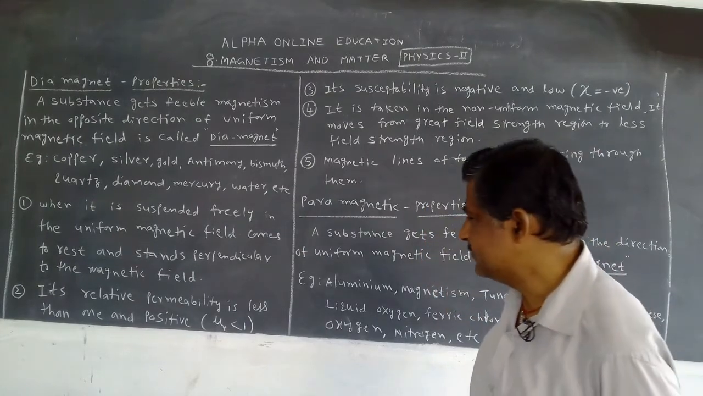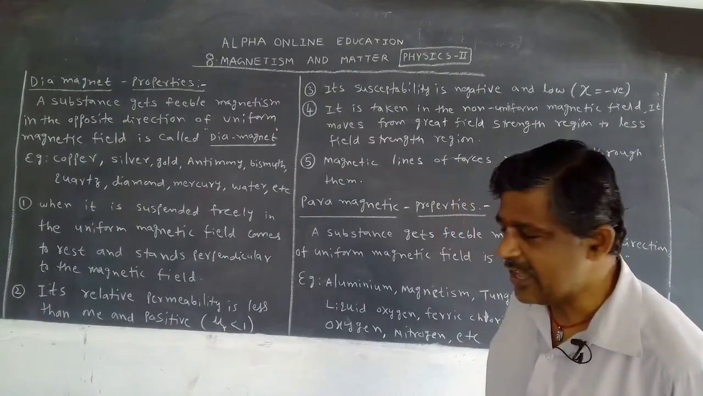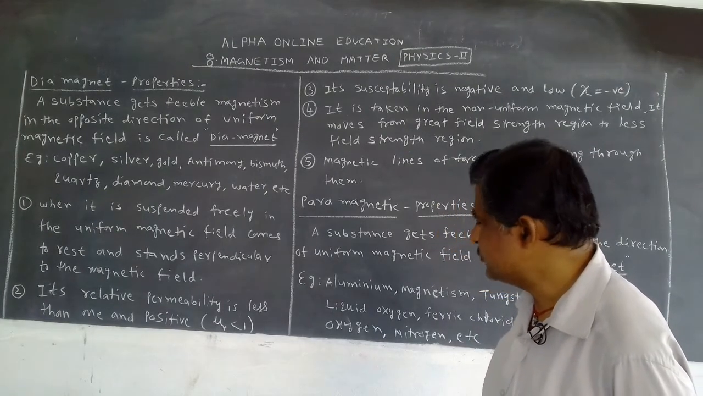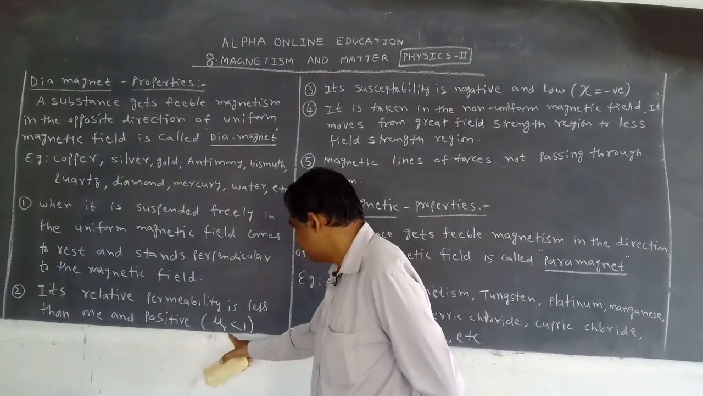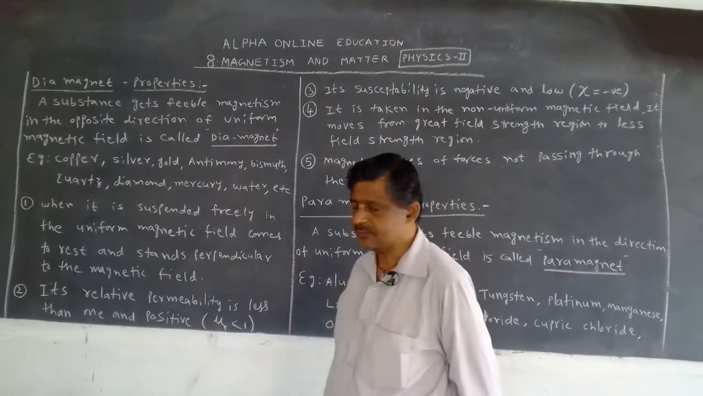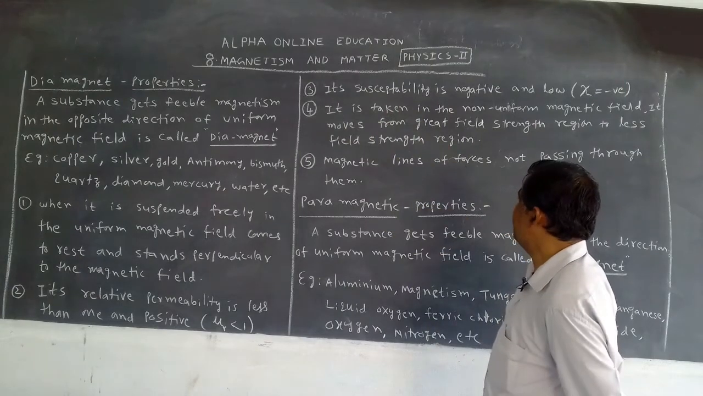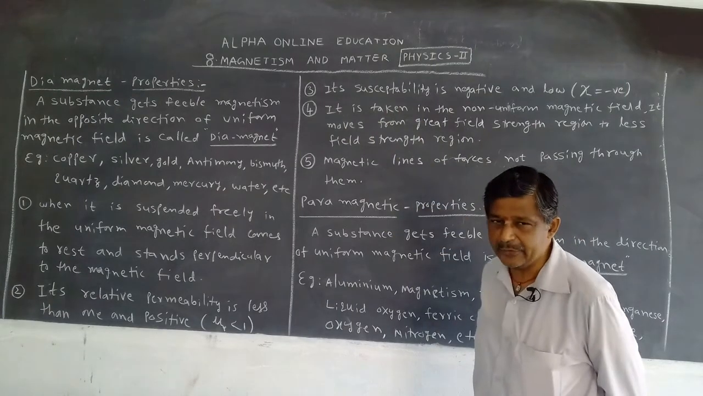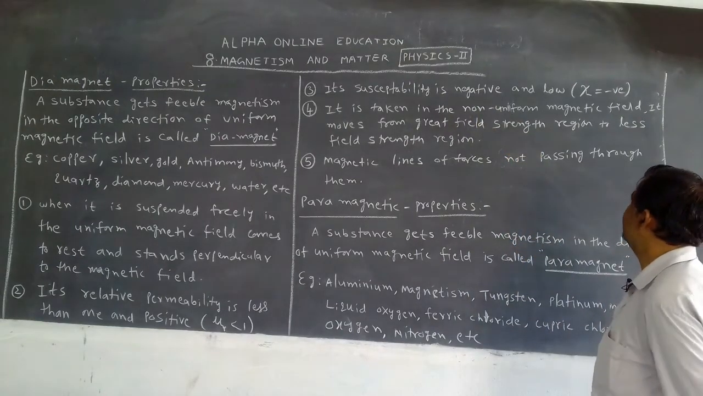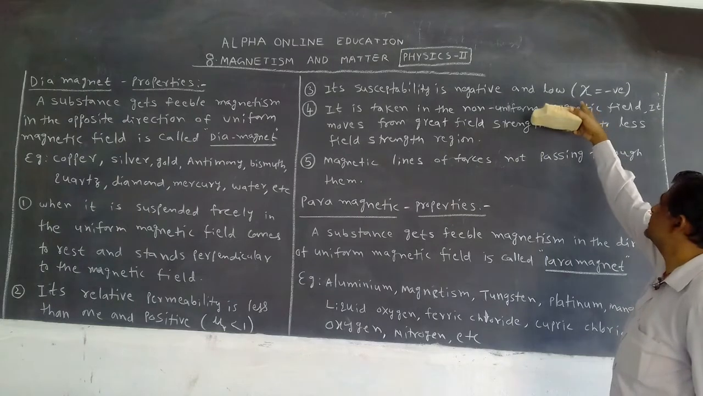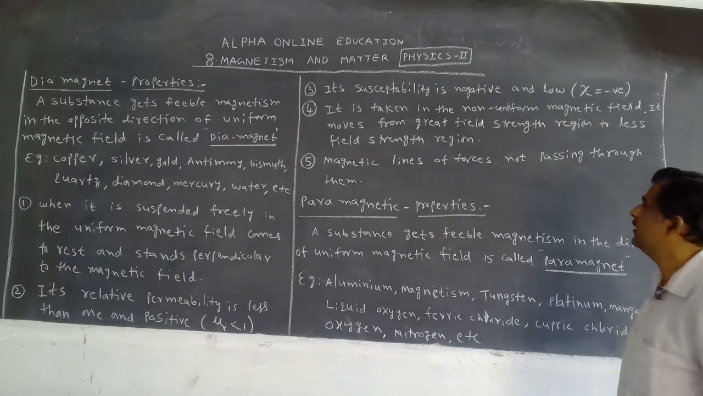Next property: its relative permeability is less than 1 and positive. The relative permeability symbol is mu r. Mu r is less than 1 and it is positive. Third property: its susceptibility is negative and low. This is the symbol for susceptibility, called chi. Chi is negative.